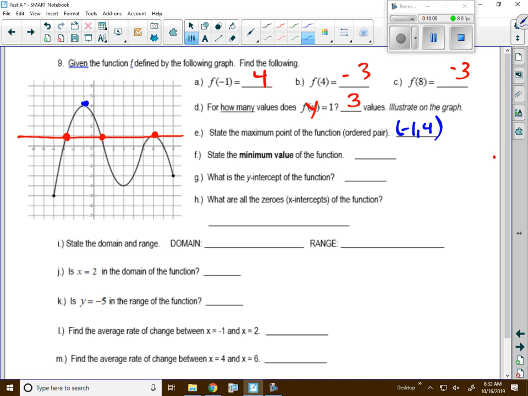Okay, and then what is different between E and F? Obviously, one's a minimum, one's a maximum. But if I want the maximum value, what am I looking for? Just what number? The maximum. The Y value. Okay, the Y value is -5.